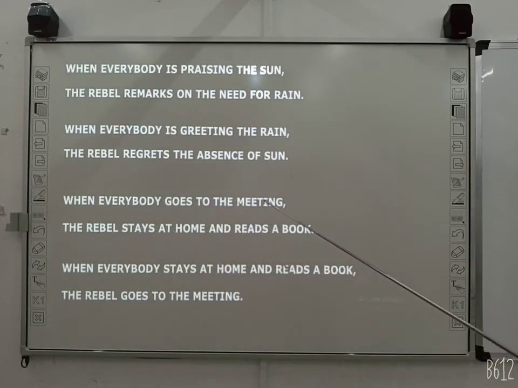When everybody goes to the meeting, the rebel stays at home and reads a book. When everybody stays at home and reads a book, the rebel goes to the meeting. Okay, so here when all the people are mingling with each other, when people get together and are having fun, the rebel prefers to stay at home and read a book. But when the others prefer to stay at home and read a book, at this time the rebel likes to go out and party. Okay, he likes to go out and mingle with people or do his own activities.